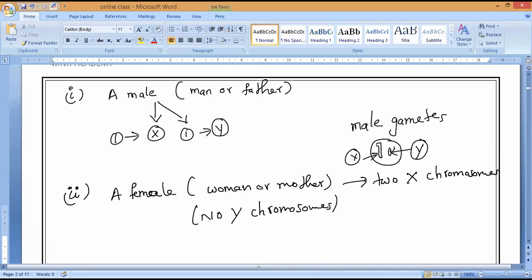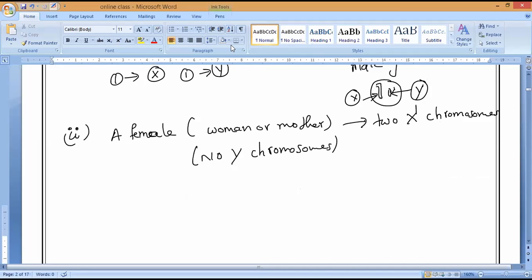Understand, everybody? Now, what is the name of the male gamete? The male gamete is called the sperm. Is it yes or no? So every sperm contains what? One X chromosome or one Y chromosome. That is what I'm saying.